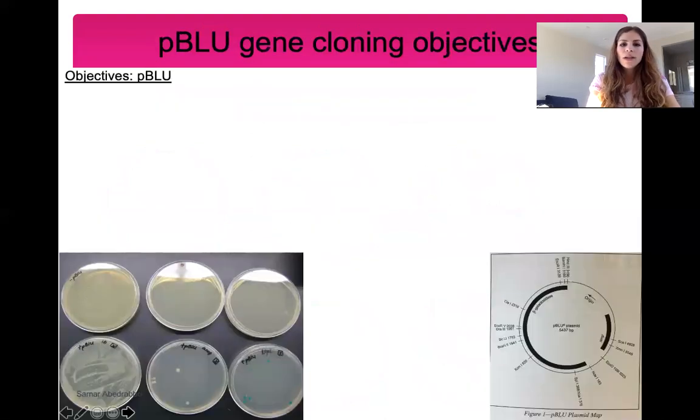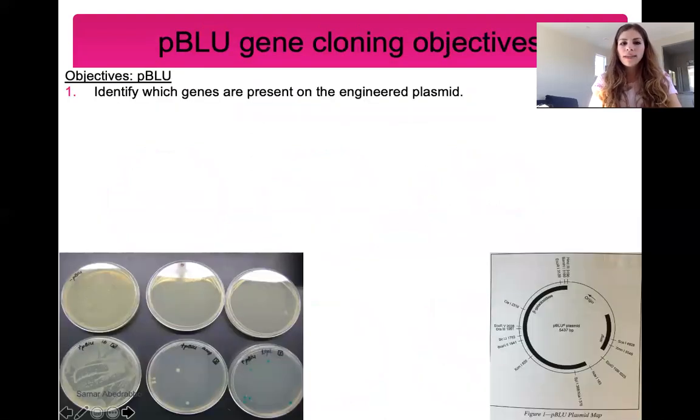So the objectives of this lab is you guys should finish this lab knowing what genes are on the engineered pBLU plasmid. So it has an origin of replication, it has ampicillin resistance, it has beta-galactosidase gene, and then it has a multiple cloning site or restriction sites.